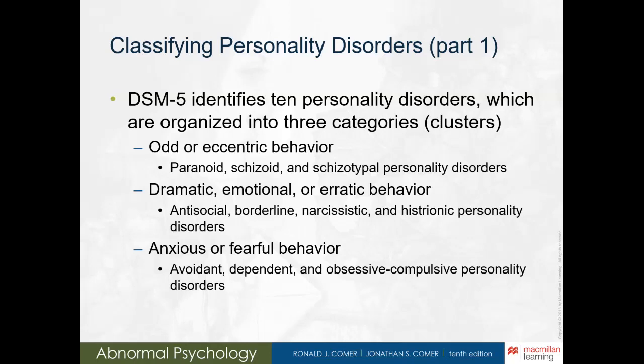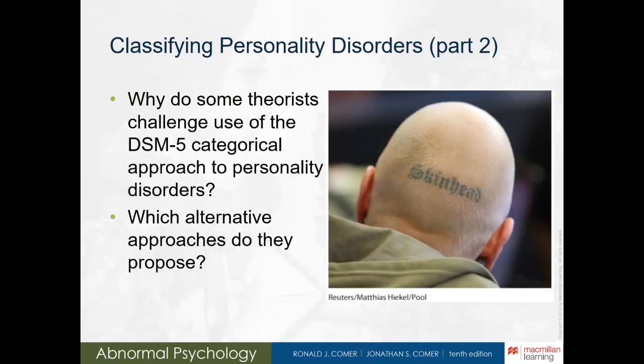So the DSM 5, as I said, identifies 10 personality disorders, which are organized into three categories or clusters. When we look at these three clusters, remember that the various personality disorders will overlap with each other so much that it can actually be difficult to distinguish from one another. The frequent lack of agreement between clinicians and diagnosticians has raised concerns about the validity, or accuracy, and reliability, or consistency, of these categories. And diagnoses of these disorders can easily be overdone. So, as we are moving forward, I want us to keep in the back of our minds, why do some theorists challenge the use of DSM-5 categorical approaches to personality disorders? And which alternative approaches do they actually propose?